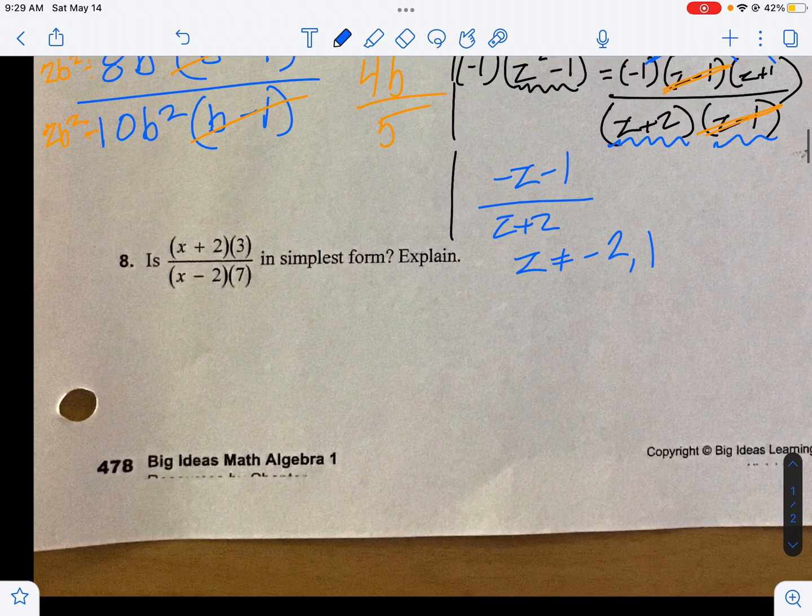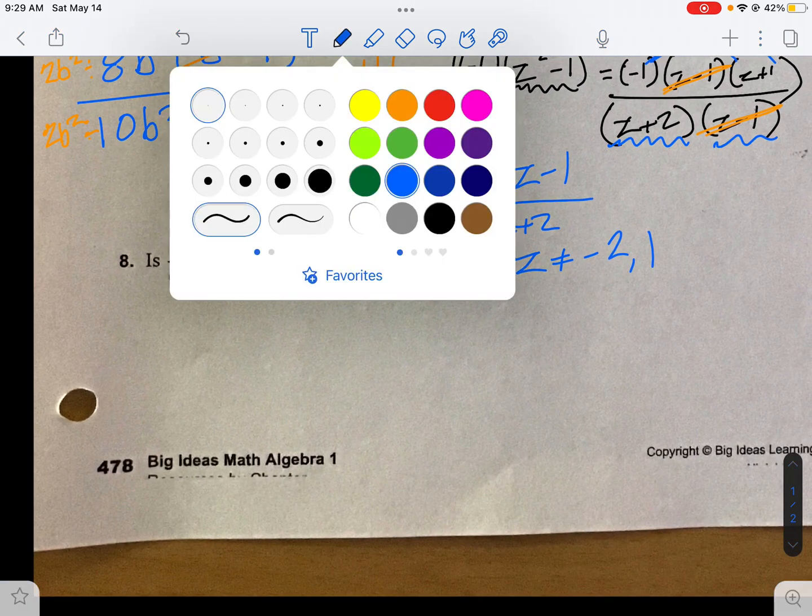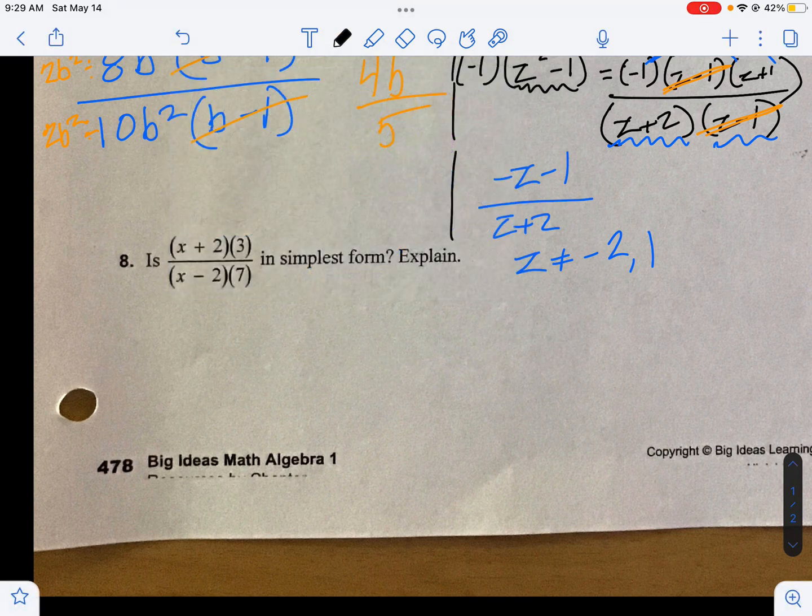Number 8, it says, is this in simplest form? And it wants you to explain. Now, some people had said that, hey, it's not in simplest form because these should be distributed. I totally get where you're coming from. What it means by simplest form here is really it's saying, can we factor anything else out? In this case, this would be in simplest form because we cannot factor anything else out.